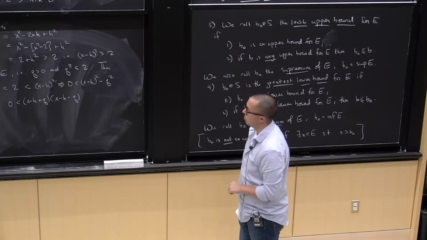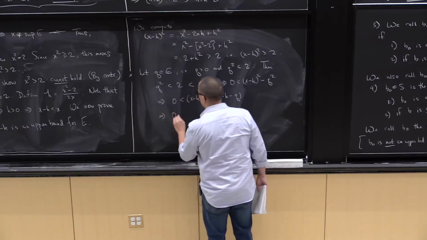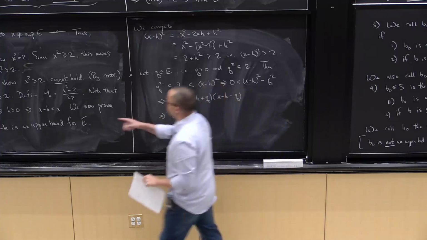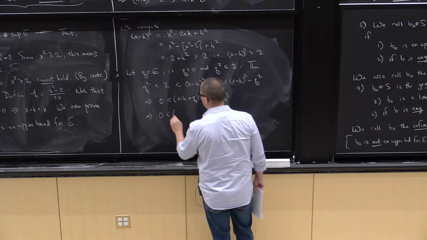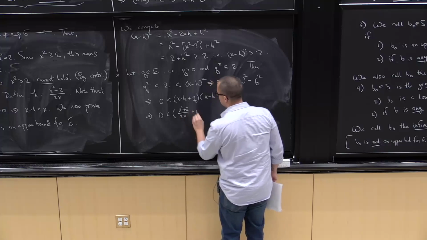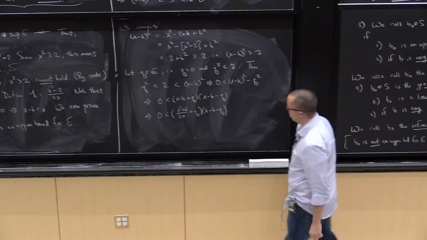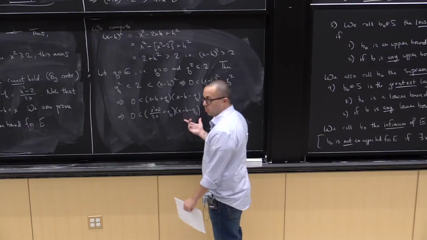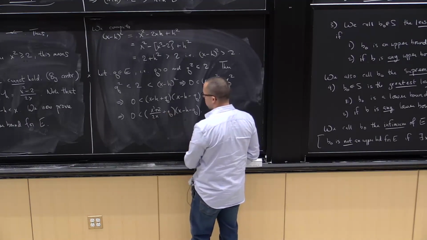Okay? Now, if I just write out what x minus h is using the definition of h, this is equal to x squared plus 2 over 2x, plus q, times x minus h minus q. Okay? Now, the product of these two numbers is positive. This number is positive because q is positive.